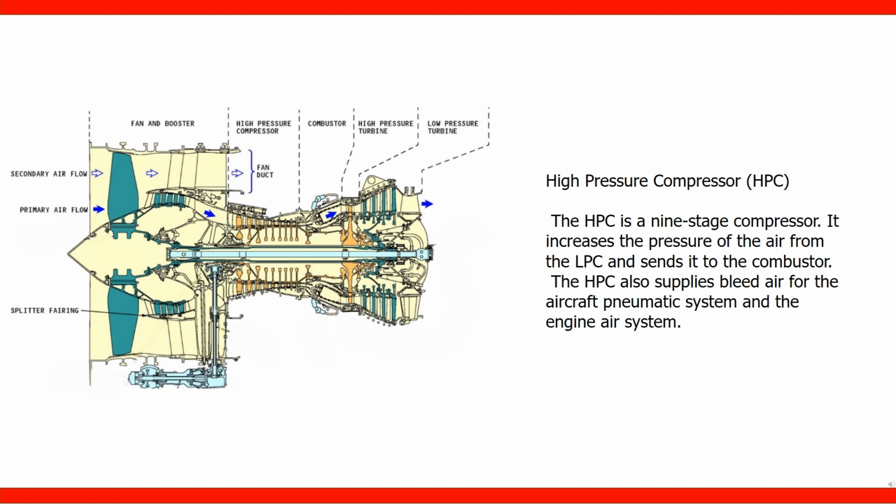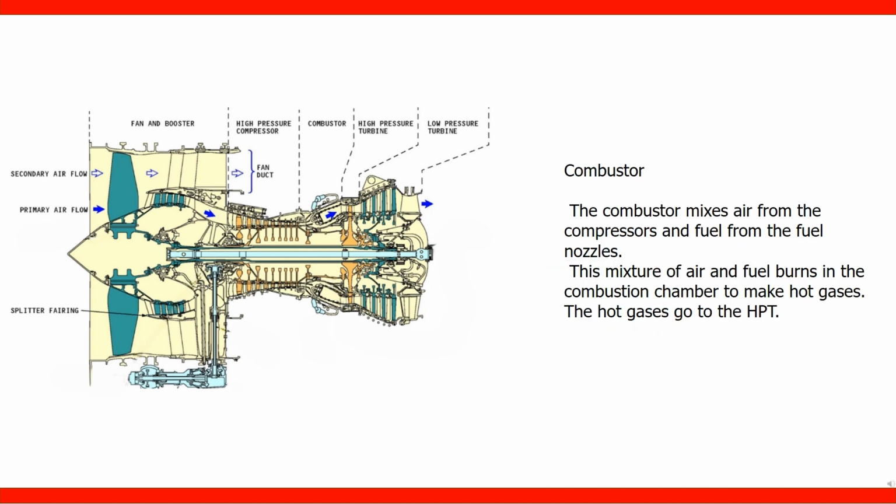The HPC is a 9-stage compressor. It increases the pressure of the air from the LPC and sends it to the combustor. The HPC also supplies bleed air for the aircraft pneumatic system and the engine air system.